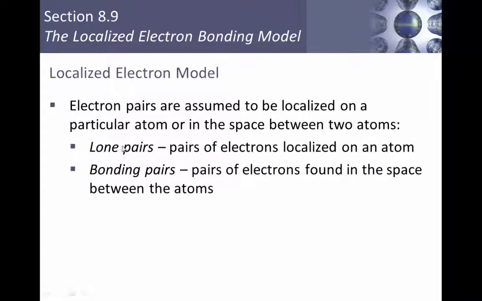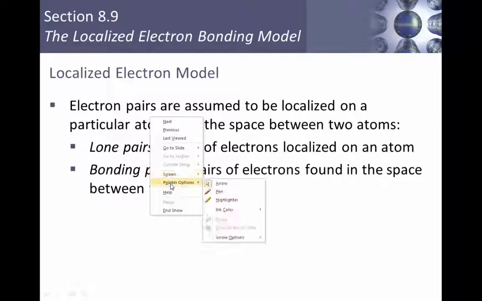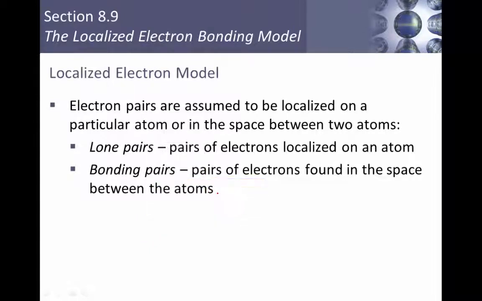All right, so a lone pair now is a pair of electrons that are not being shared, and we're going to symbolize the lone pair by using dots. Okay, so let's see if I can get my pen. Okay, there we go. So lone pairs, dots. Bonding pairs, those are the electrons that are shared between the atoms. We're going to use dashes to represent that.